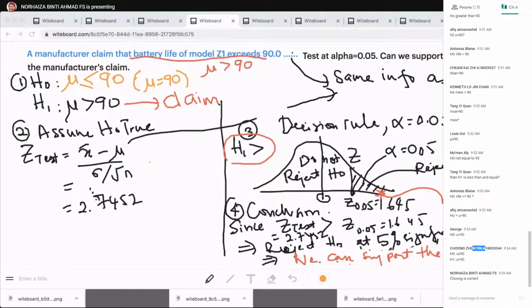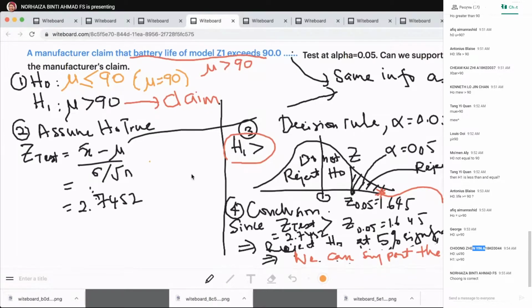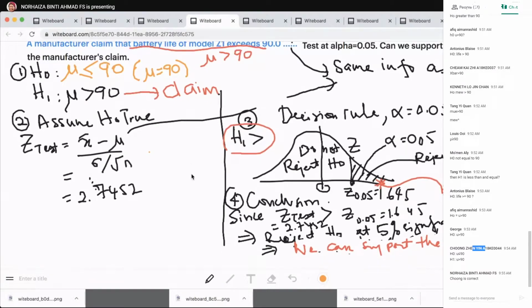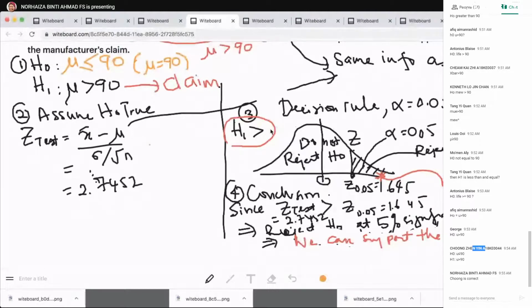And the rest, the second step is having your test statistics. We have the same information as example one, so I'm going to have the same value for my test statistics, which is 2.745452. Then for my decision rule, I'm just going to use a one-sided confidence interval. Why? Because my H1 is greater than.